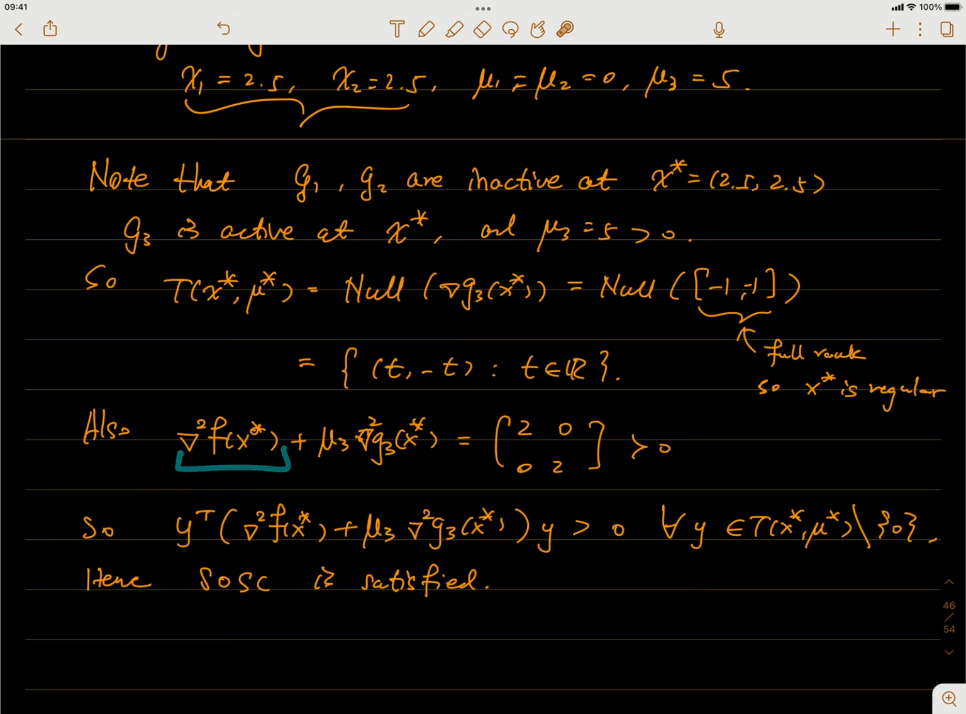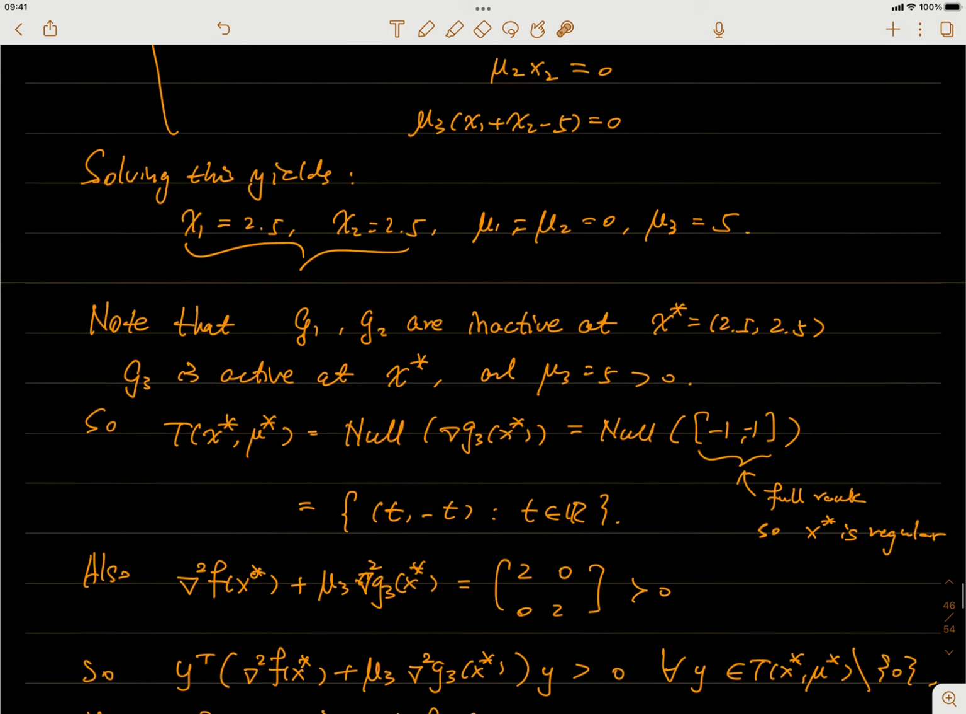the Hessian of f plus the weighted Hessian of the g's. But remember that mu1 and mu2 are equal to 0. So mu1 times the Hessian of g1 is certainly 0. Same for mu2, and the only thing left is mu3, so mu3 times the Hessian of G3.